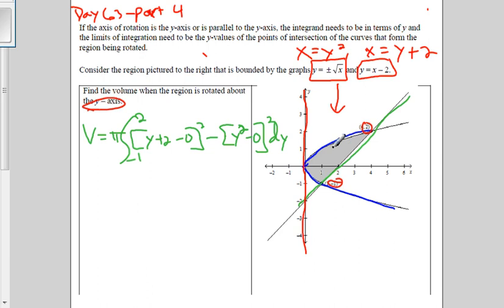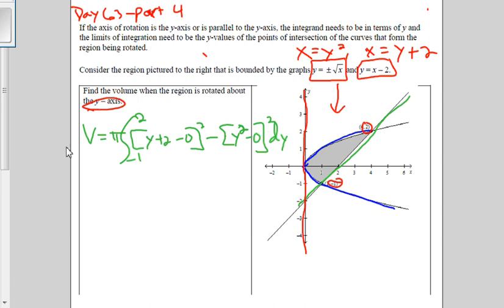Okay, so y plus 2 is the line, that's the furthest one away, minus 0, because we always subtract whatever the axis of revolution is. And y squared is the parabola, that's the closest one to it, and minus 0, again, the axis of rotation or revolution, either way. And squared, because it's pi r squared. This is the outer radius, this is the inner radius, you take the difference of those two. And then this is the height, the dy.